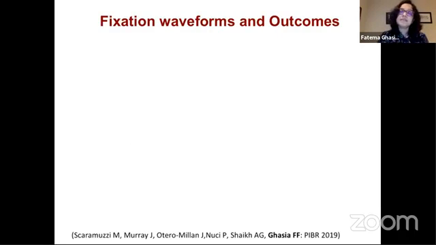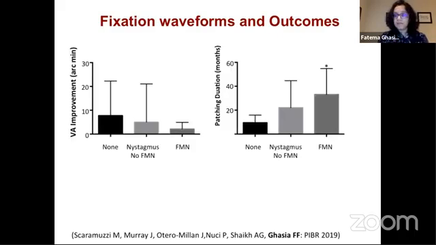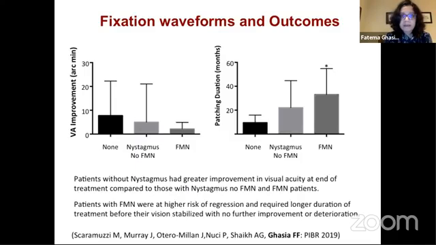Now, when we looked at these outcomes as a function of fixation eye movements, it was pretty clear that patients with FMN required longer durations of treatment. Also, the extent of visual acuity improvement was less in patients with FMN compared to those without nystagmus, but it did not reach statistical significance.